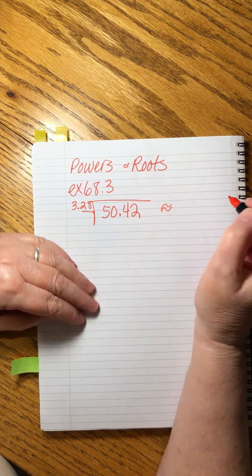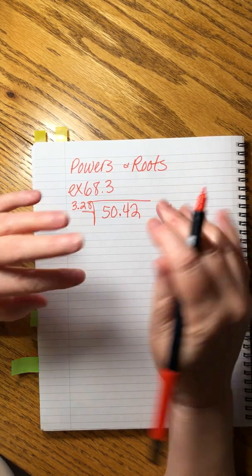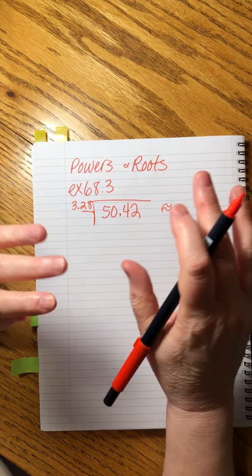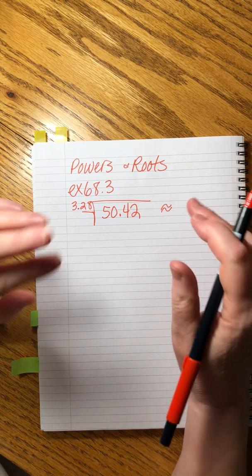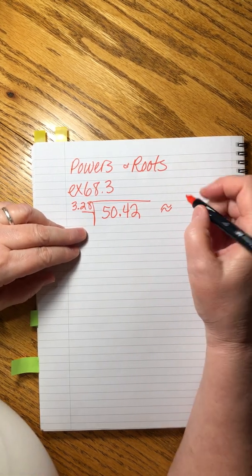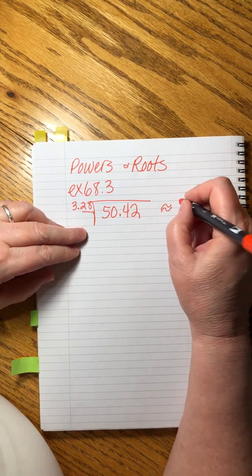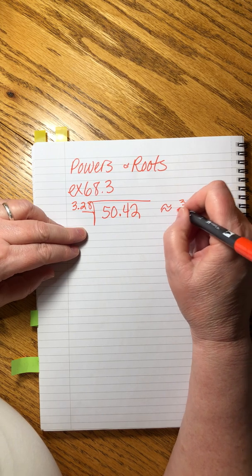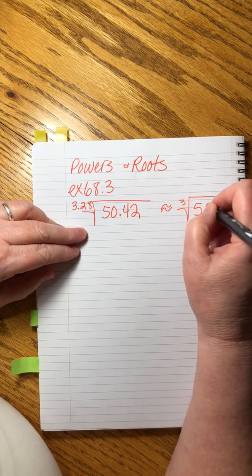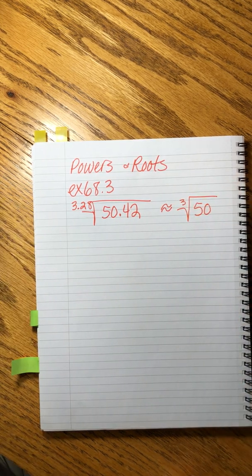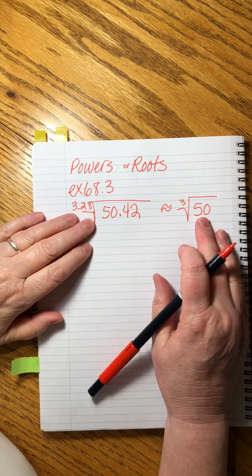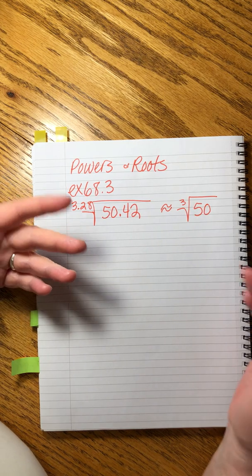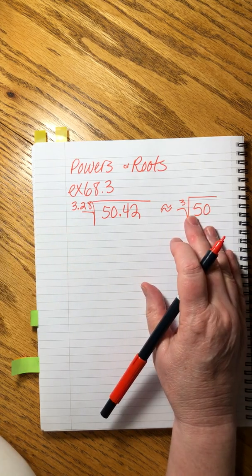What we want to do is estimate. This is a sign that means roughly equal to, or similar to, or about the same, approximate. So it's a perfect sign to use in these. This is going to be about the third root of 50, right? We can round to those numbers pretty easily. Now, what's the third root of 50? 50 is not a perfect cube, so I don't know.